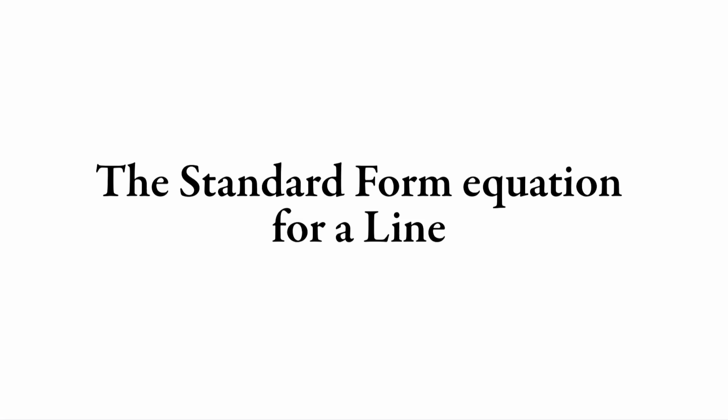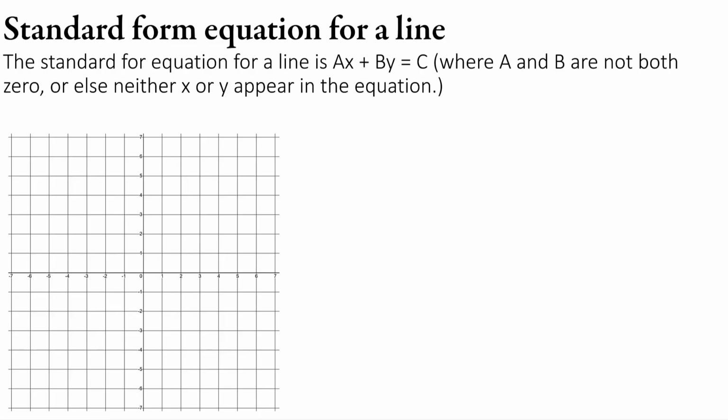In this video, we're going to look at the standard form equation for a line. So the standard form equation for a line is ax plus by equals c. A, b, and c can be any numbers except a and b can't both be 0. Otherwise, neither x nor y would appear in the equation.